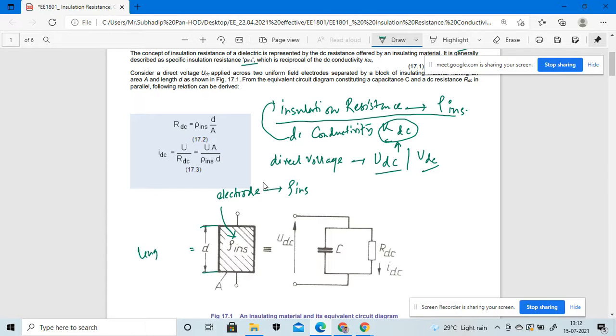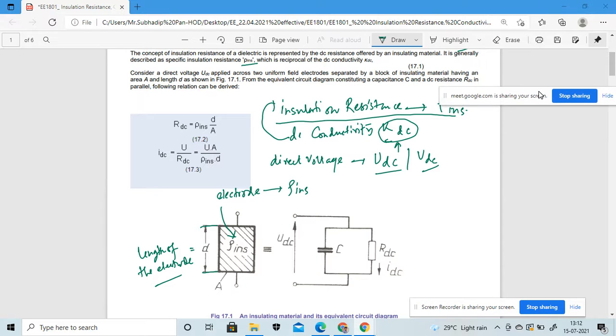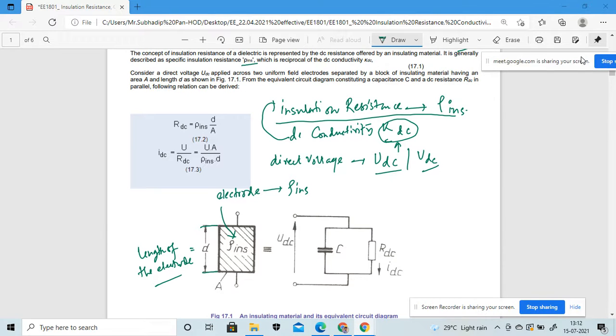So D is actually the length of the electrodes, and A is actually your area, the area of the particular dielectric. So what will be the area? This particular area will be considered as my A. So that will be the figure.